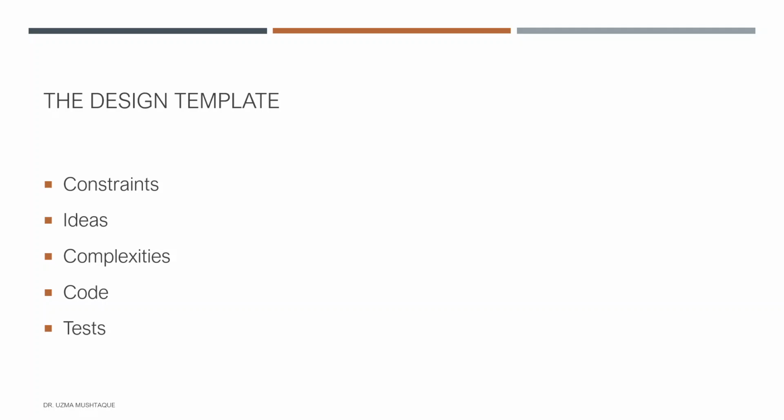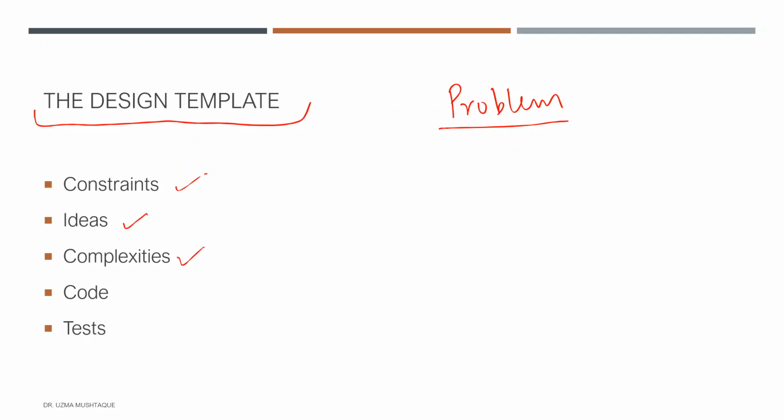Now, this is something that will stay with us throughout the course, and I call it the design template. These are the important things that you need to remember whenever you're looking at any coding problem. The moment you encounter a problem, whether it's in an interview or otherwise on a homework and so on, these are the 5 things that you should look for. The first one is constraints, the constraints that accompany the problem. The second one is the ideas, the time and space complexity, finally the code, and then the testing.